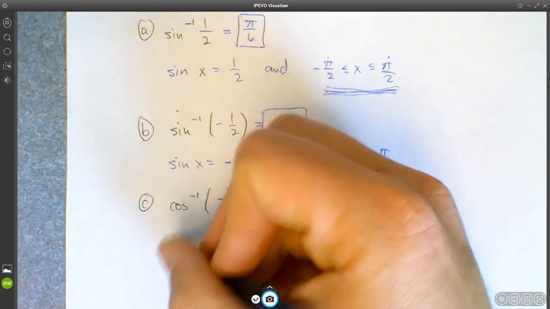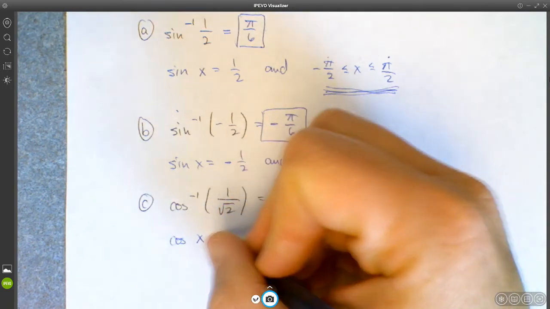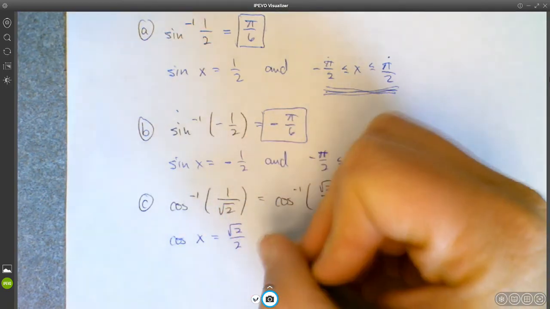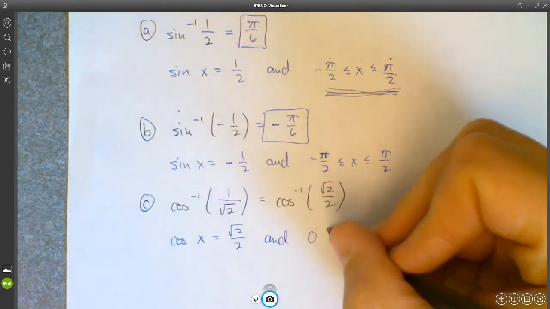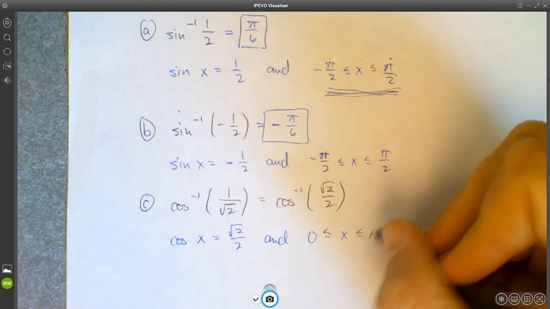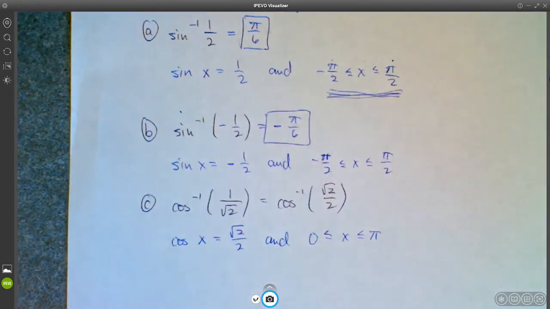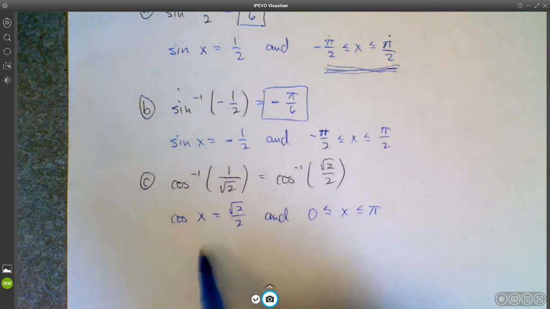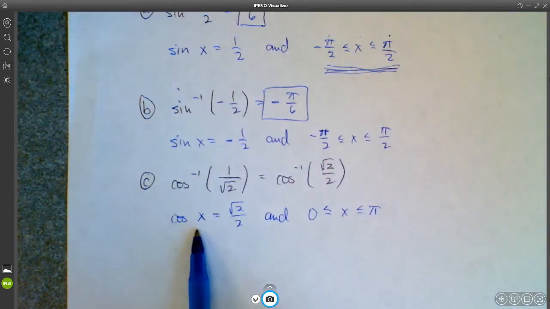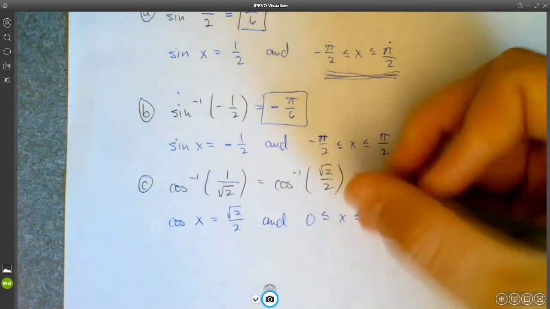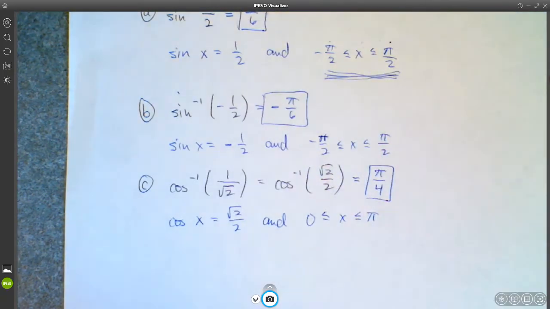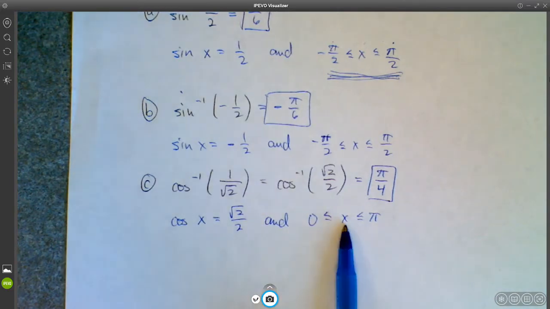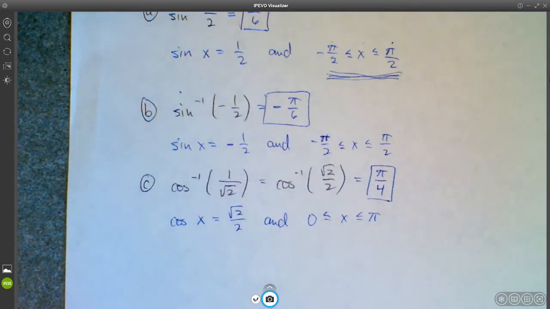This means that we need cosine of some value to equal root 2 over 2. And, now careful, the restriction is different. For cosine, the restriction is 0 to pi. Right? So x has to be somewhere between 0 and pi. So in this case, I think the value that will do the trick should be pi over 4. Cosine of pi over 4 is equal to root 2 over 2, and pi over 4 is between 0 and pi. Okay.